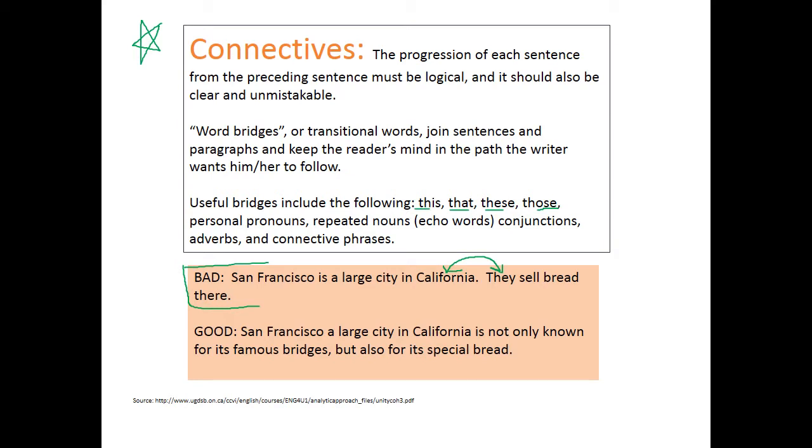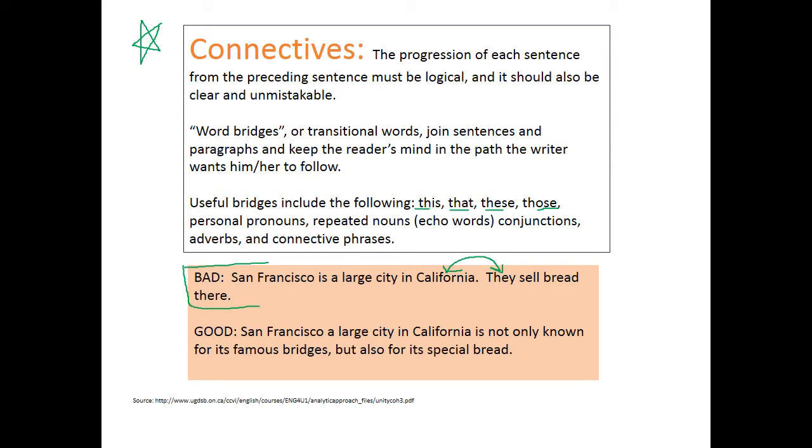So this is where connectives come into play. You could rewrite this and fix it very simply by making the connection obvious. "San Francisco, a large city in California, is not only known for its famous bridges, but also for its special bread."